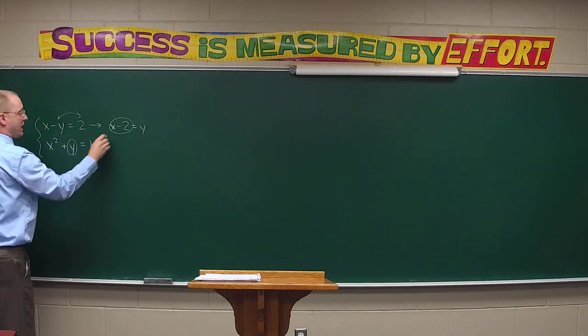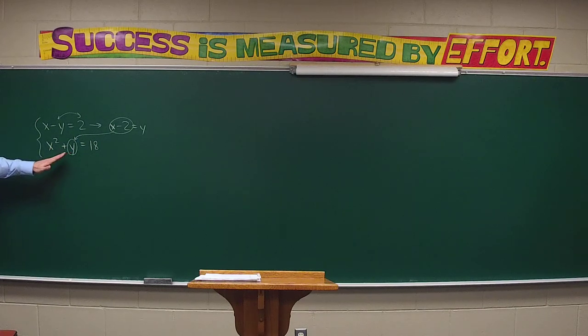That way I can just put the x minus 2 right here, rather than solving for the x, 2 plus y, and then I have to square the 2 plus y, 4 plus 4y plus y squared. Don't want to have to do all of that. So here that makes it a little easier.